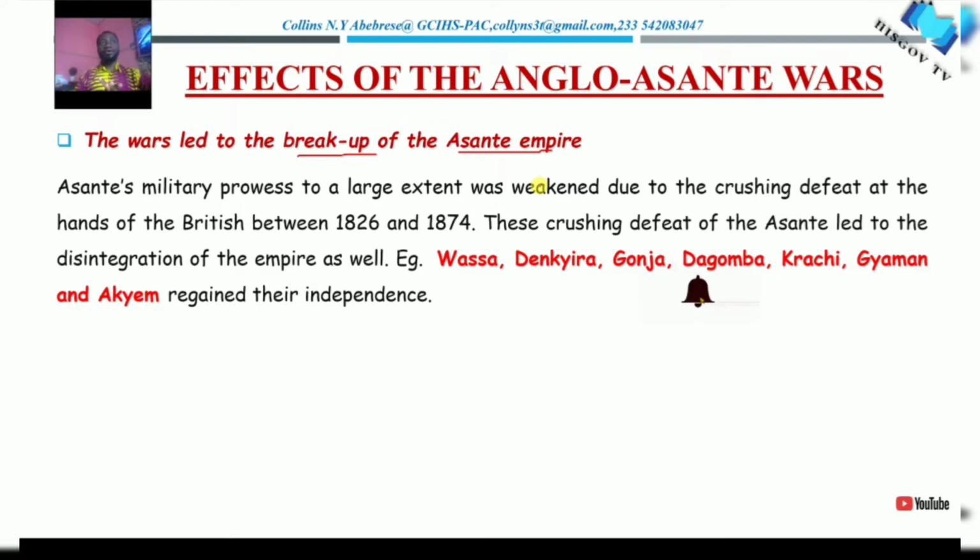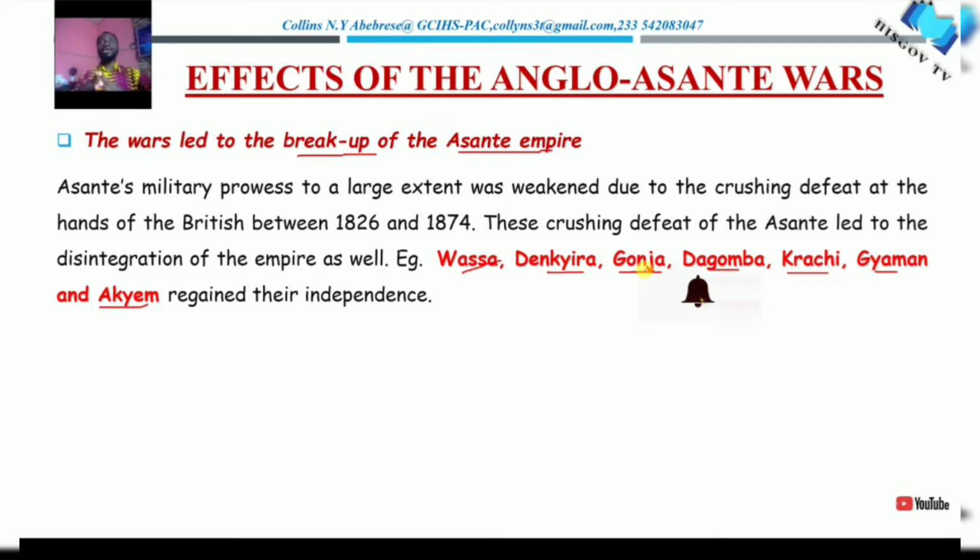And if you read about the Ashanti Empire, you realize that they occupied areas like Wassa, Dentura area, Gunja area, Dagomba area, Krache, German, and then also the Achim people. Now, look at where Gunja is. Gunja can be found in the northern part of Ghana. Dagomba is found in the northern part of Ghana.